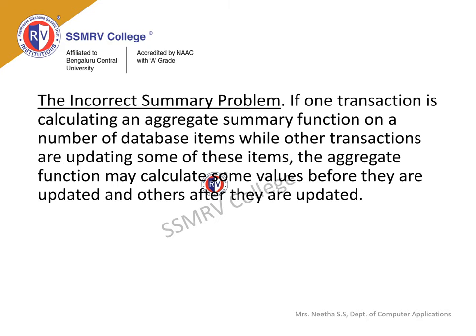Next we have the incorrect summary problem. If one transaction is calculating an aggregate summary function on a number of database items while other transactions are updating some of these items, the aggregate function may calculate some values before they are updated and others after they are updated.